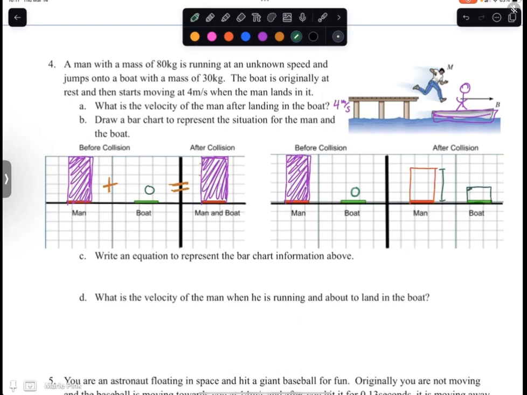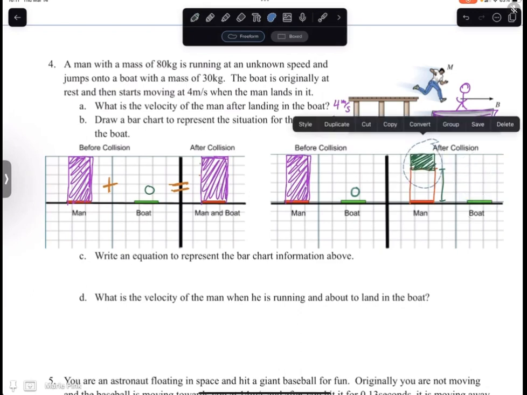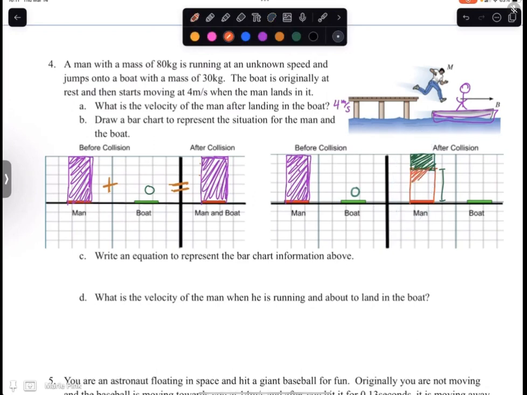So I'm looking at this and I go, hey, look at this. I know I start with a total amount of momentum here. This total amount of momentum for the man and the boat has to be the same as what I started with. And so that's how much I started with. So that means I need to end with the same amount. And it's just going to be split between the man and the boat. All right, so that's cool and all. Now we need to write our equations.